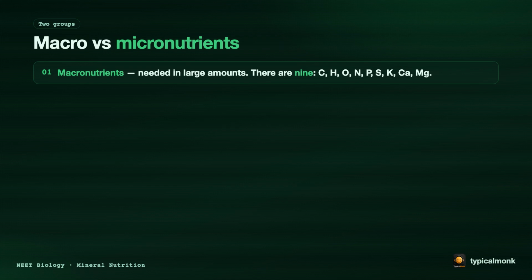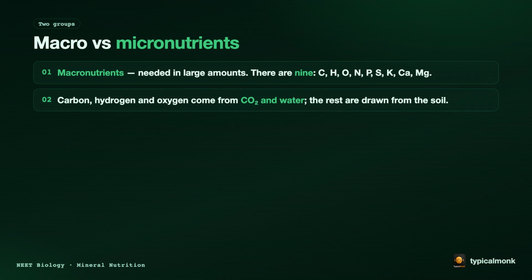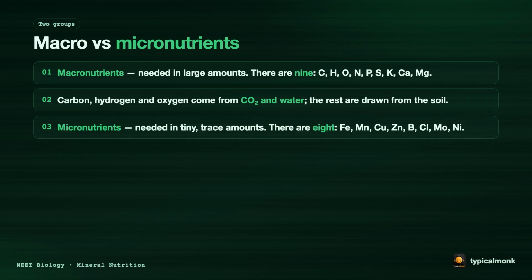Now let us understand the 2 groups. Macronutrients needed in large amounts. There are 9 of them. C, H, O, N, P, S, K, Ca, Mg. Carbon, hydrogen, and oxygen come from CO2 and water. The rest are drawn from the soil.